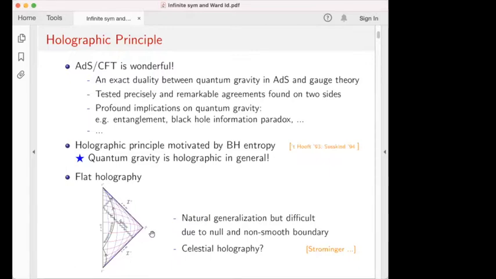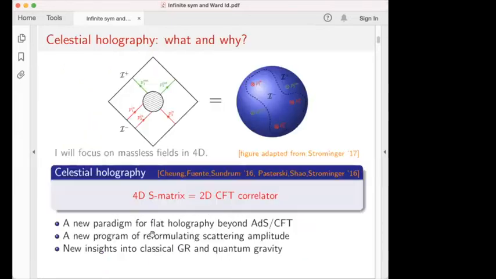But in recent years, a new program called celestial holography started to emerge, and this offers a new and interesting avenue towards flat holography. So what is celestial holography? In AdS/CFT, we can compare the correlation functions on the two sides. In AdS, the natural observables are the boundary correlators. Here, I'm studying Minkowski spacetime, so the natural observables are the scattering amplitudes. In particular, in this talk, I will focus on massless field scattering in 4-dimensional spacetime.